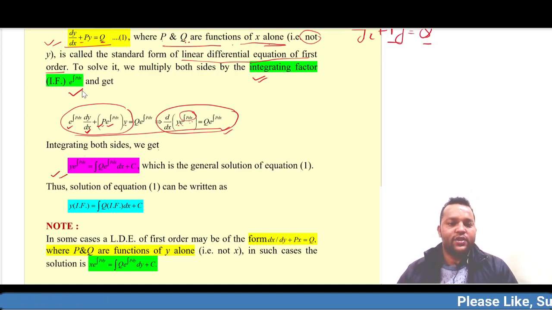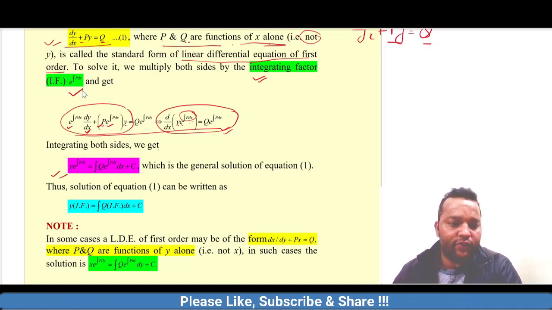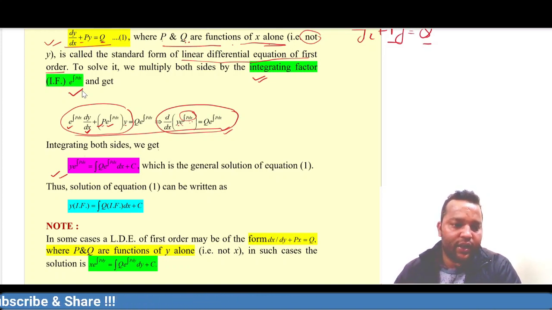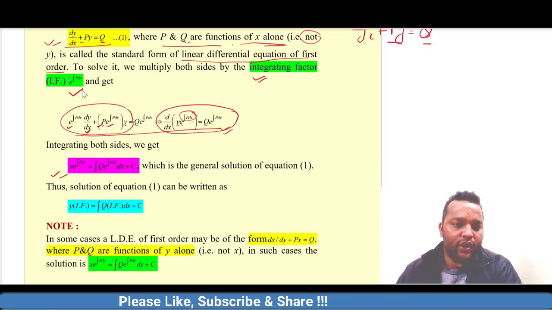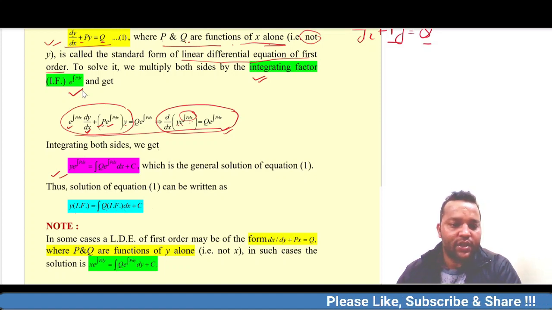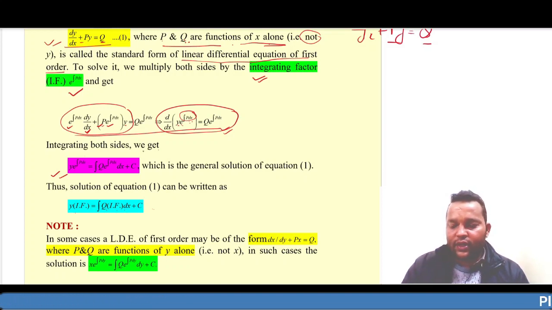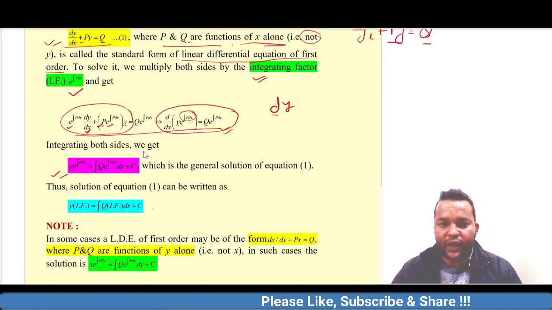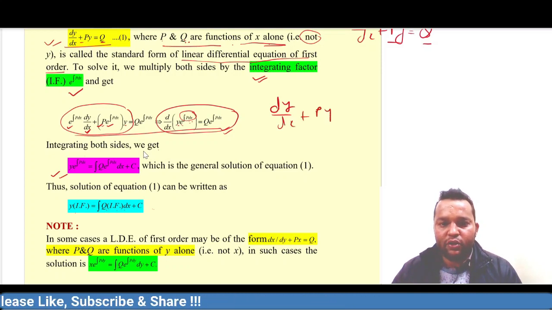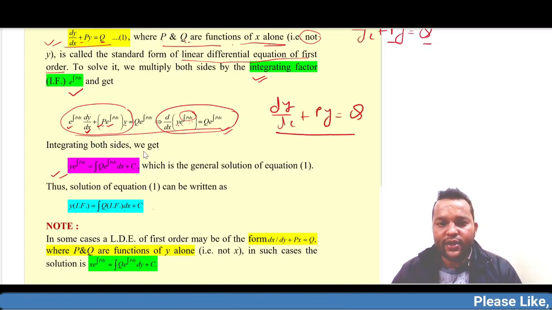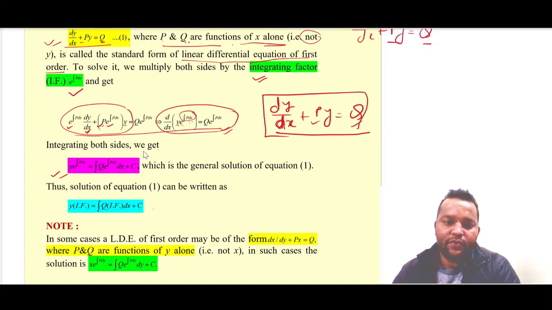So this is the general form of solution of linear differential equation, which can be written in the form of y into integrating factor. Integrating factor is e raised to the power integration of p dx, equal to integration of q into integrating factor dx plus c. So this equation dy by dx plus py is equal to q is linear in y. Sometimes it is given as the linear differential equation now in variable x.